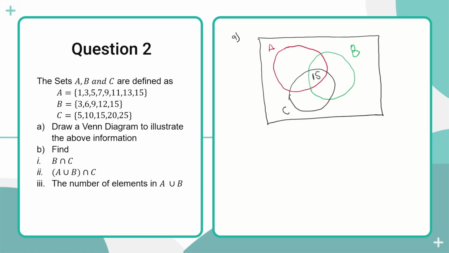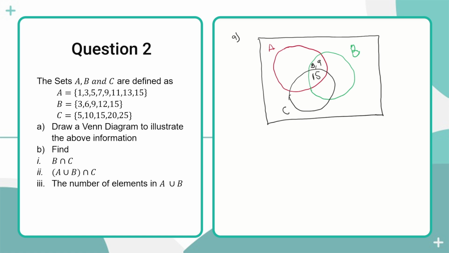Now let's consider A and B. What elements can we find in A that we can also find in B? So when we see A and B, 1 is in A, it's not in B, but 3 is in A and it's in B. So you can put 3 here. Let's consider 5. 5 is in A, it's not in B. 7 is in A, it's not in B. 9 is in A and it's in B. So 9 is here. And then we have 11 is in A, it's not in B. 12 is in B, it's not in A. 13 is in A, not in B. So that is it.